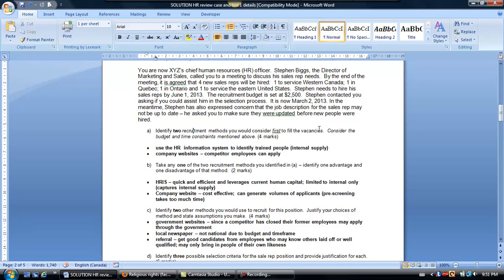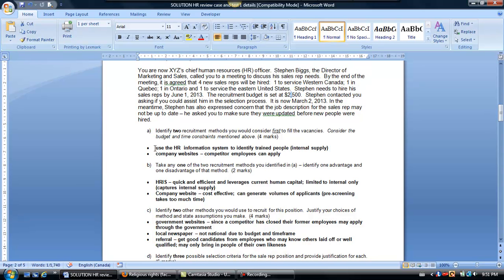vacancies? Consider the budget. You've only got $2,500, and the time constraints mentioned above. Now, you remember he wants to hire his reps by June the 1st. It's now March the 2nd, so you don't have a lot of time. So you want to find 2 recruitment methods that might be quick and also inexpensive because of your low budget.